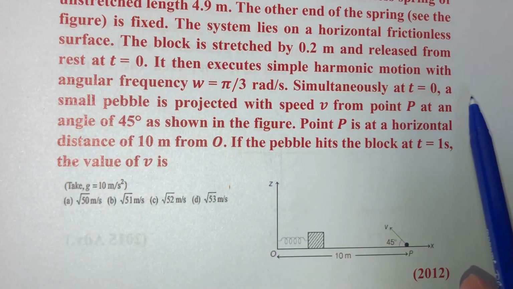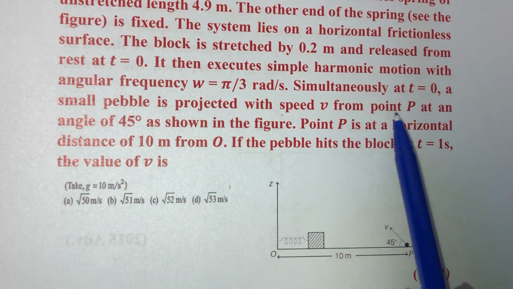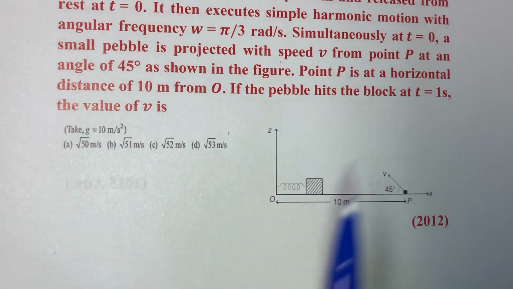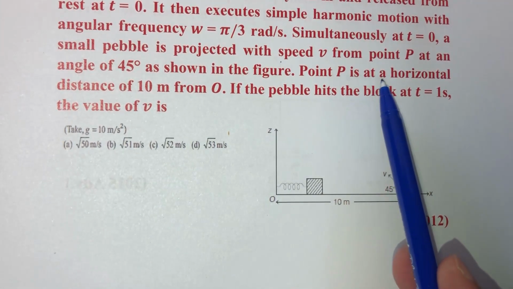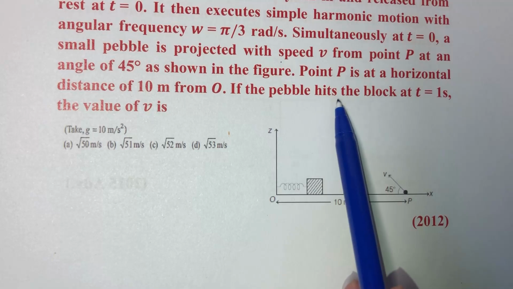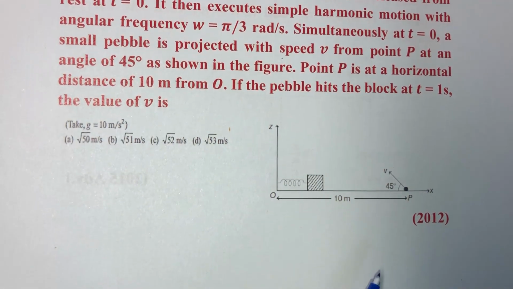Simultaneously at t equal to 0, a small pebble is projected with a speed v from point P at an angle of 45 degree as shown in the figure. The point P is at a horizontal distance of 10 meter from O. If the pebble hits the block at t equal to 1 second, find the value of v.